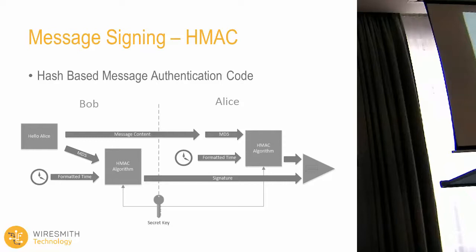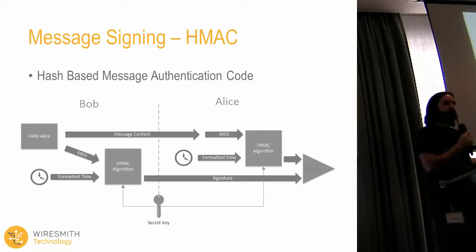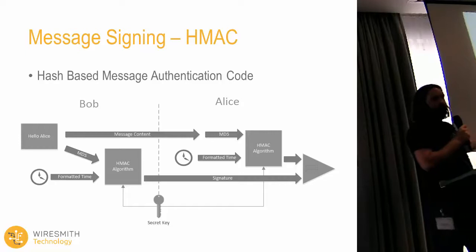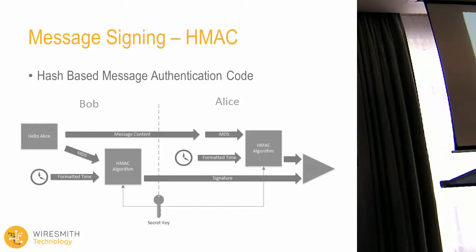Now the important thing in this algorithm is you can't go backwards. You can't take this signature and work out what the original time was, or work out what the original hash was. So that's really important, otherwise people could use that to try and then manipulate that signature. Instead, what happens is when Alice receives the message, she regenerates that signature based on the message she's received and when she's received it. And then if they match, then we're all good. The signature's correct.